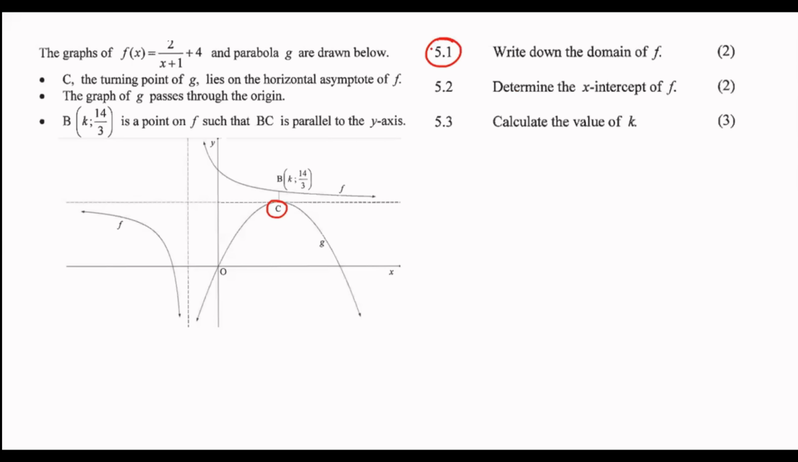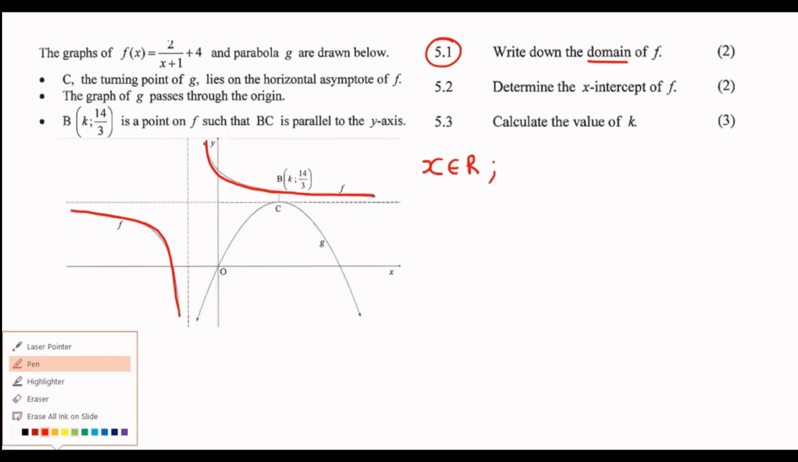So question 5.1 says, write down the domain of f. So graph f, let's highlight graph f. Graph f is this one over here. And they would like us to find the domain. Can you remember, last week Monday or the week before, we did a lesson where we looked at the domain and the range of a hyperbola. And the domain is very easy to find for a hyperbola. You can say that x is an element of all real numbers except you cannot have the vertical asymptote.